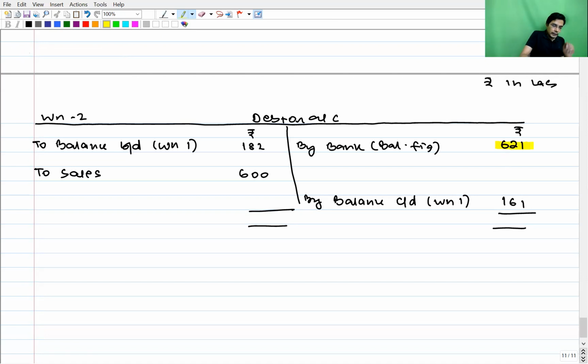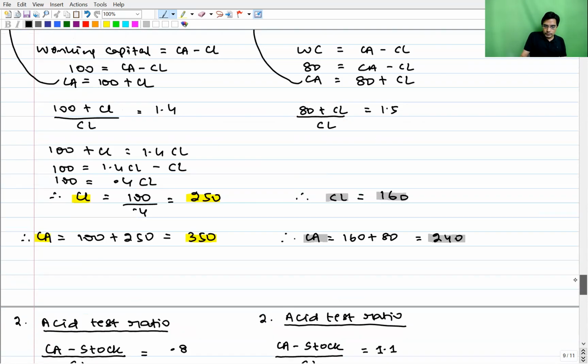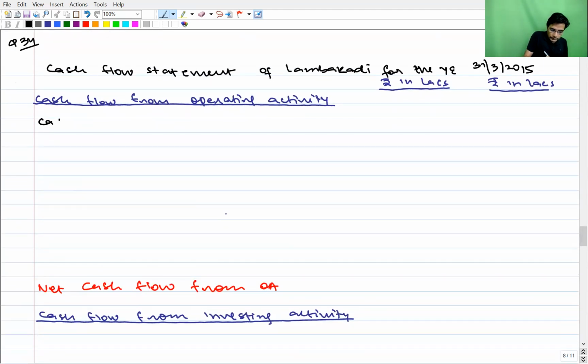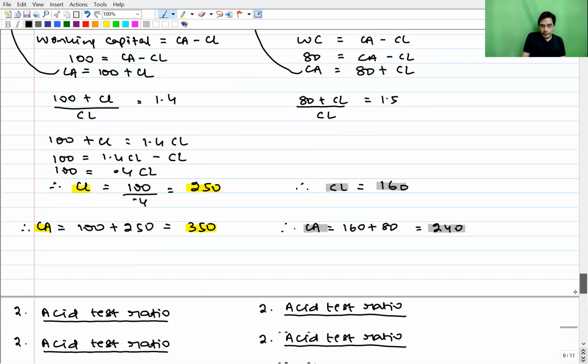Now this 621, we will put it in the cash flow statement because we are doing it by direct method. So under direct method, we need cash collected from debtors. We don't write net profit and all. Cash collected from debtors, 621 lakhs.